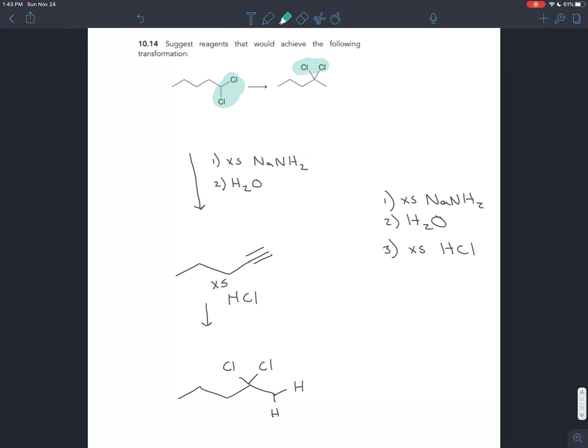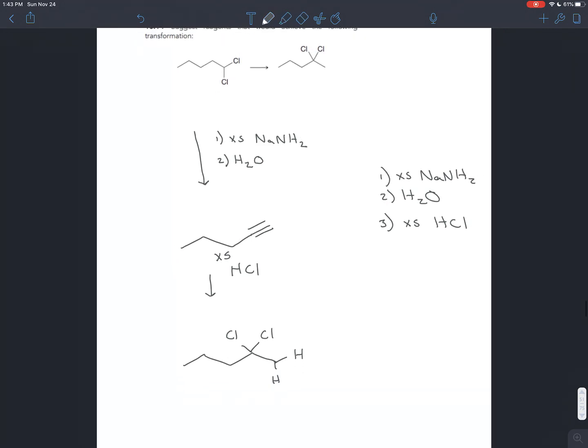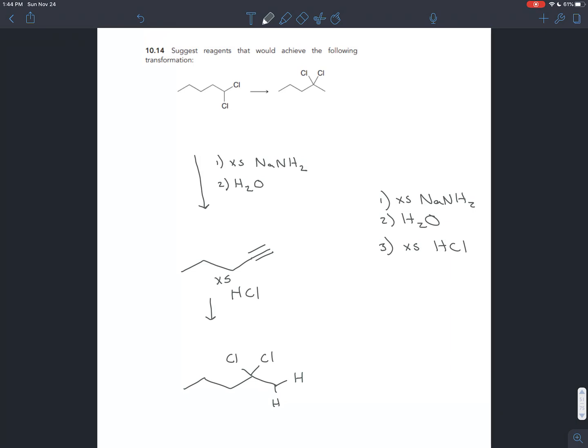You have the chlorines on the end, and you move them a little bit inward. So this is a multi-step synthesis involving using that strong base, excess sodium amide and water, to create an alkyne, and then using excess HCl, hydrohalogenation, to add two equivalents of chlorine in a Markovnikov way.